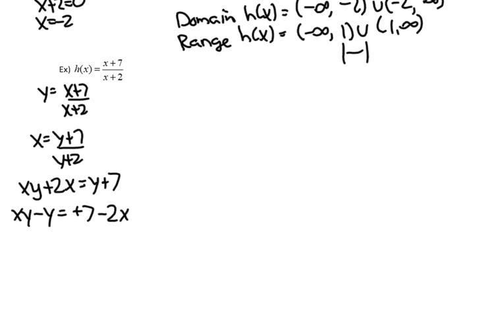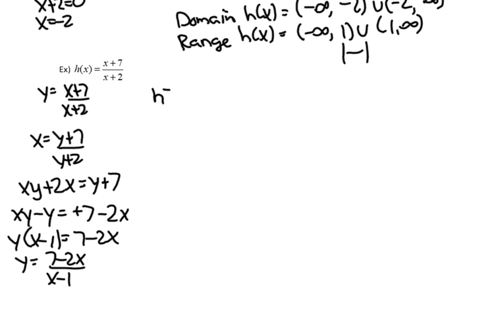Now, on the left-hand side, I'm going to factor out a y. That leaves me with x minus 1. Remember, y divided by y is 1, not 0. And now I can divide both sides by x minus 1. And I'm going to replace that y with inverse function notation. So I'll put that here.